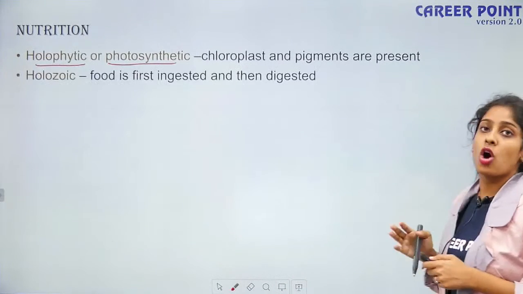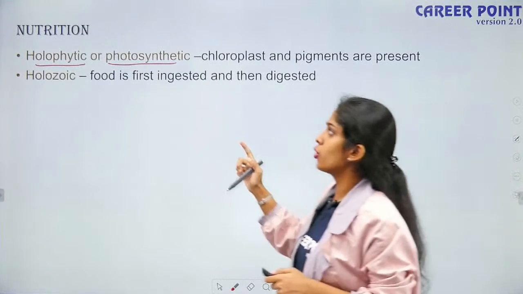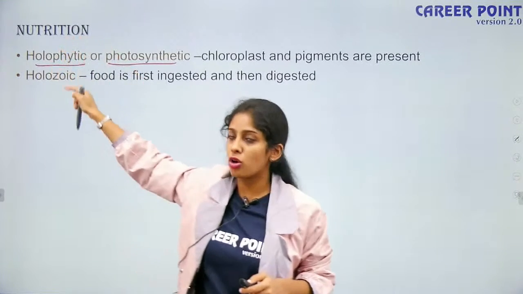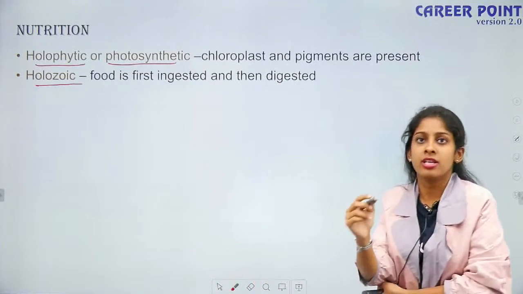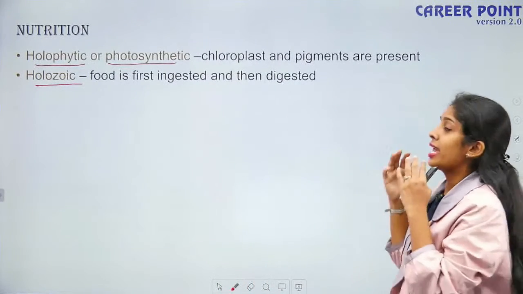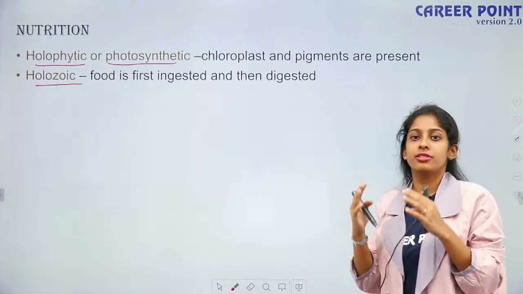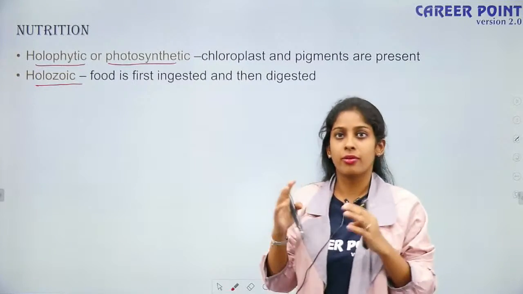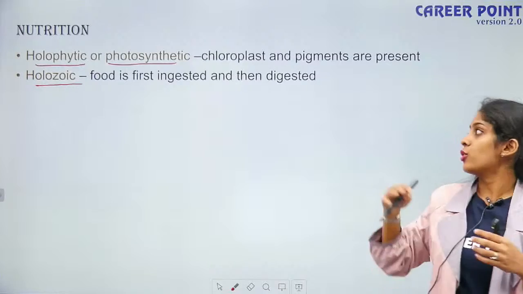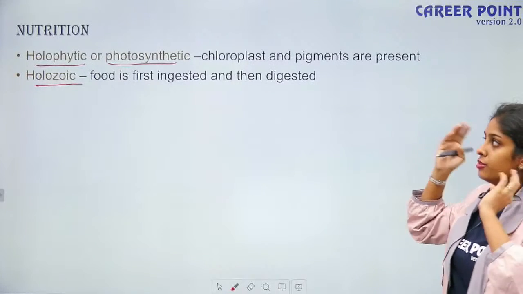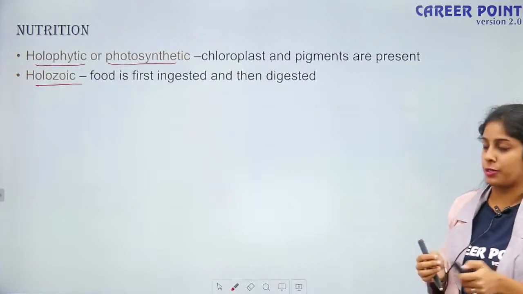The next one is holozoic. Don't confuse holophytic and holozoic. Holozoic is similar to the mode of nutrition in animals. What do animals do? They ingest their food, and then the food that is ingested is digested, right? First you have ingestion, which is nothing but consuming the food. Ingestion is followed by digestion. That is your holozoic mode of nutrition.